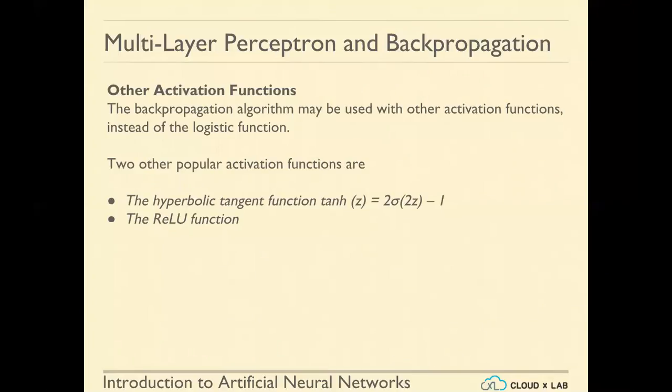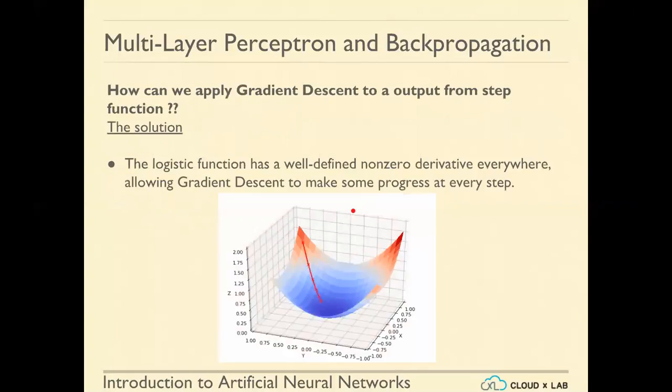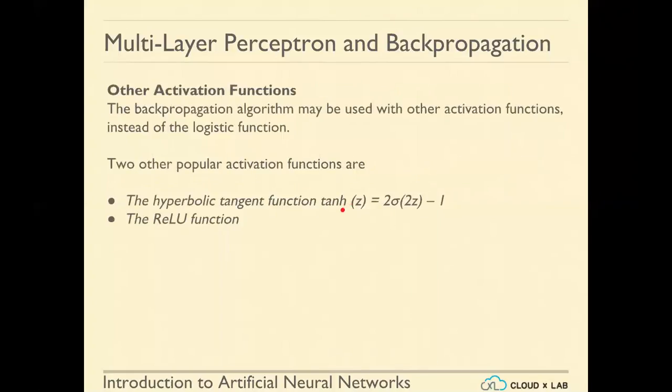The backpropagation algorithm may be used with other activation functions instead of logistic functions. These experimentations are actually going on as we are talking. There are newer activation functions people are experimenting with. One of the activation functions that comes into play is the hyperbolic tangent function. This is tan h.